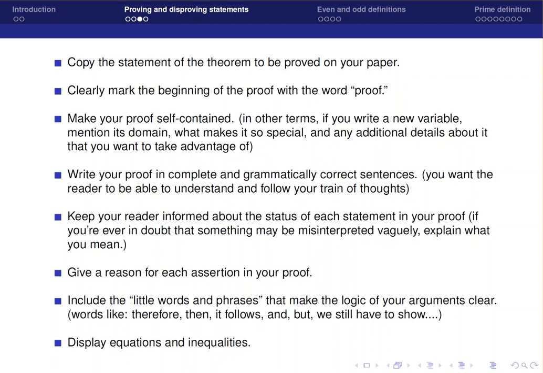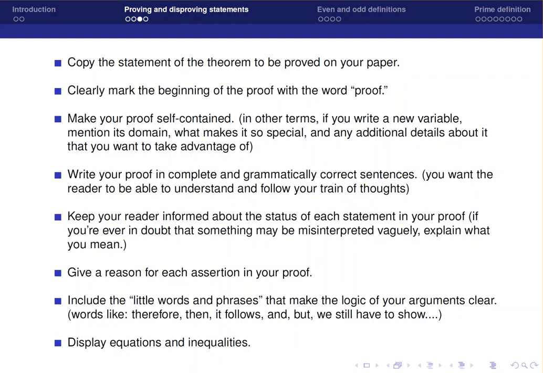When designing a proof, there are certain good habits to follow and certain bad habits to avoid. Here's a list of good things to have in your proof. Typically speaking, when I'm going to be writing proofs, I'm going to copy the statement of the theorem to be proven on the paper. Then I'm going to usually rewrite it formally with for alls and existentials and symbols. Then I'm going to mark the beginning of the proof by writing the word proof.